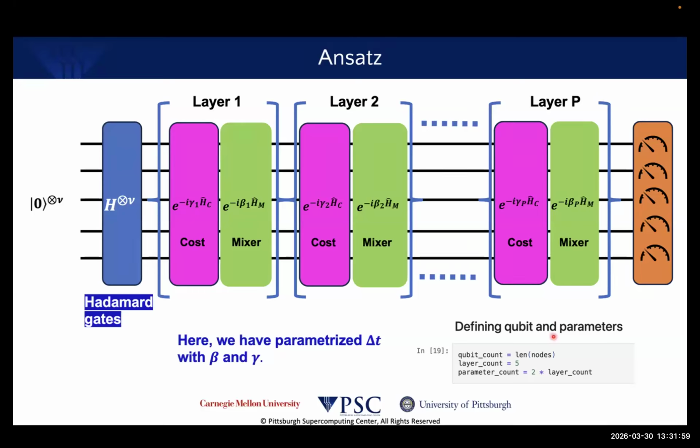And in the CUDA-Q tutorial I have provided, you can see these lines, where qubit count is simply the length of the nodes in the graph, and we can define our number of layers. Even within each layer, there will be two sublayers corresponding to cost and mixer, and the parameter count would be 2 times the layer count. So this is the standard QAOA, but in multi-angle QAOA, even individual summation terms can have different parameters, but that's a different story. For this, we will stick to a single parameter for each layer.